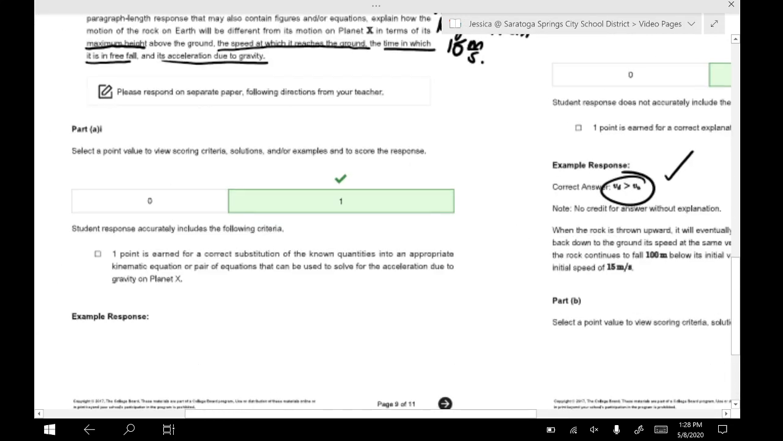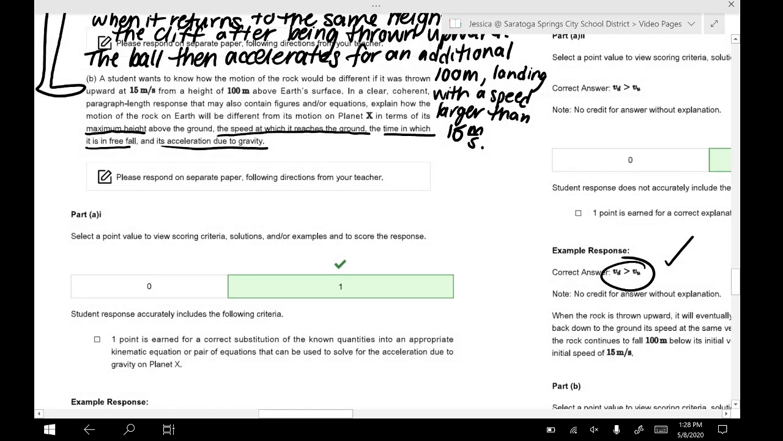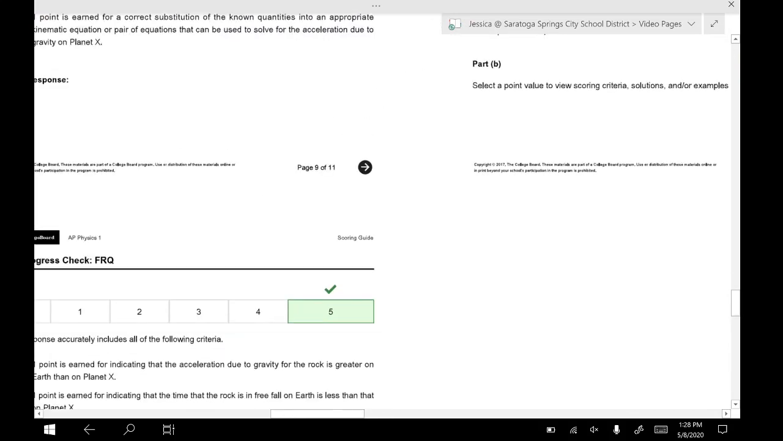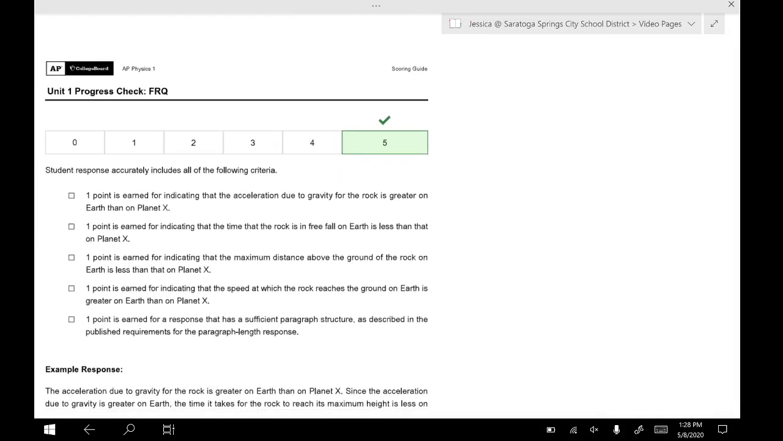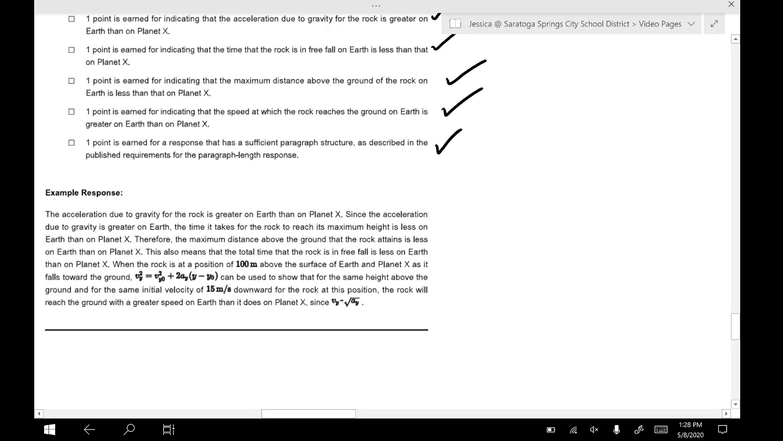All right, let's make sure I've talked about everything I need to. I've talked about maximum height, speed when we reach the ground, time, and acceleration. Wonderful. Let's grade myself. I get 1 point for indicating the acceleration due to gravity is greater. Yep, I said it's negative 10. I say that time is less. Awesome. Maximum distance is less. Awesome. Speed is greater. Awesome. And internally consistent. The example response has a lot of the same things that I also mentioned, including this equation here.